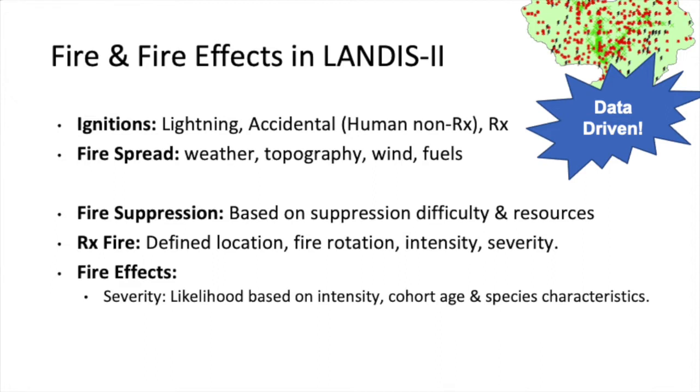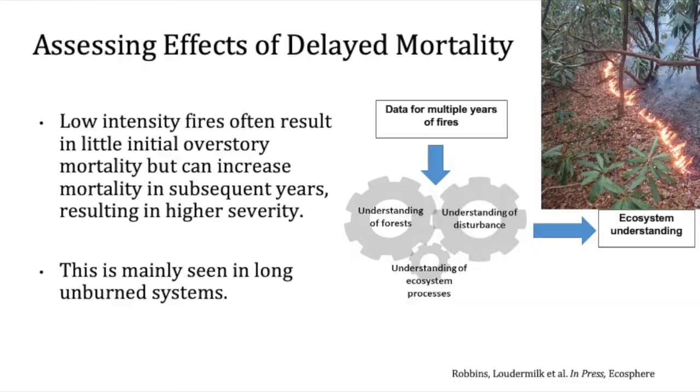Prescribed fire is where we know where the prescribed fire actually occurs. We know things like fire rotation, and then we use remote sensing to understand intensity and severity, and also field data. Fire effects is associated with severity, so it's a likelihood based on intensity and the actual response that we know species might have. So this is all data-driven.